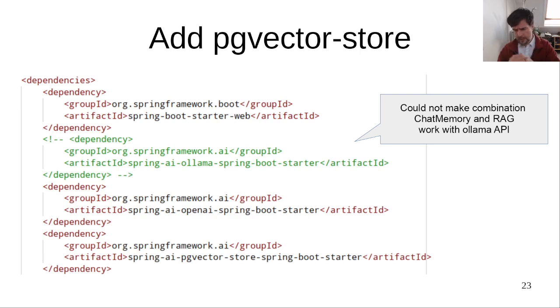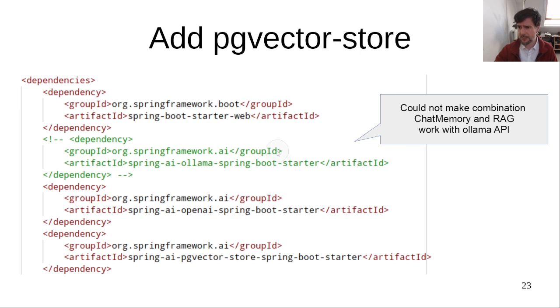So how did I make this application? I am using, of course, Spring Boot Starter Web. I am not using the Llama API. And the reason for that is I couldn't make it work. I had to change over to the OpenAI API. It's fine, right? Llama supports the OpenAI API. So it's a little weird.